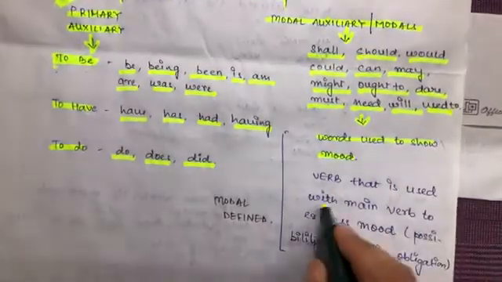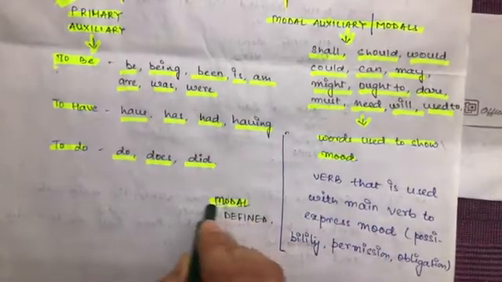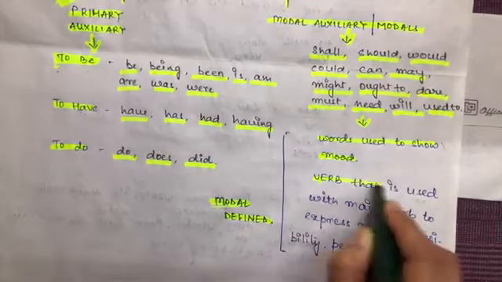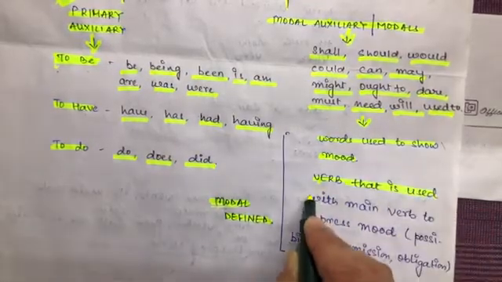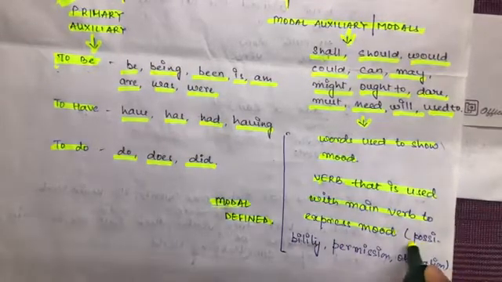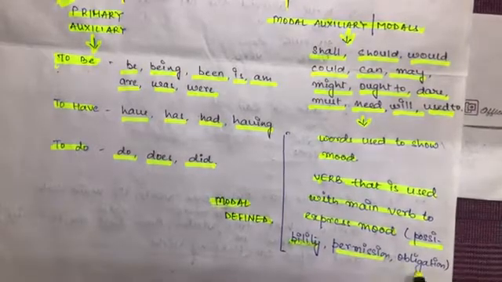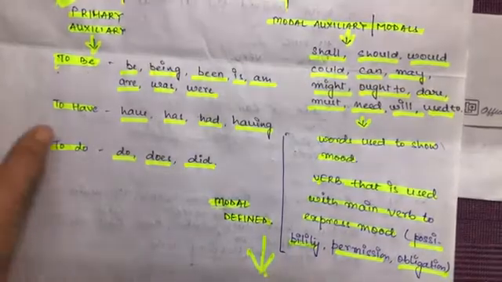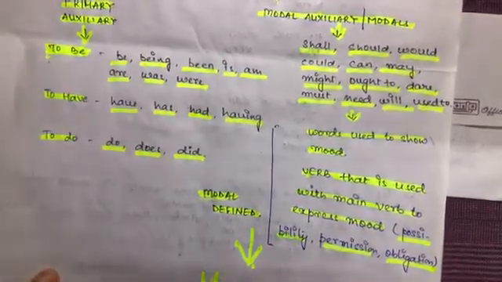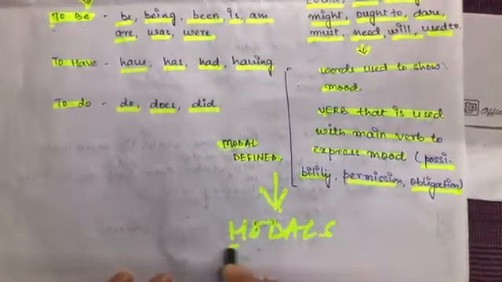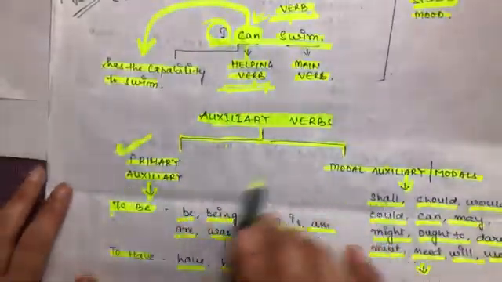Now let's define modal. What are modals? Verbs that are used with a main verb to express a mood. And what can the moods be? It can be possibility, it can be permission or obligation. This is known as modals. This is the definition of modals. Now let's recapitulate it.